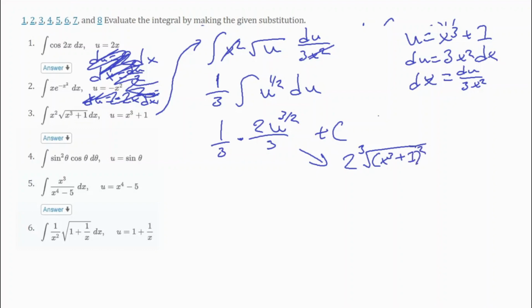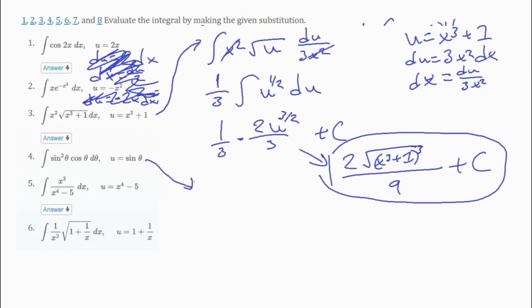Because since it's to the 3/2 power, it's going to be the square root of x cubed plus 1, and that x cubed plus 1 is going to be cubed. So that's going to be our numerator, and all that's going to be positive, and then on the bottom we're going to have 9, and plus c, and that is our final answer.